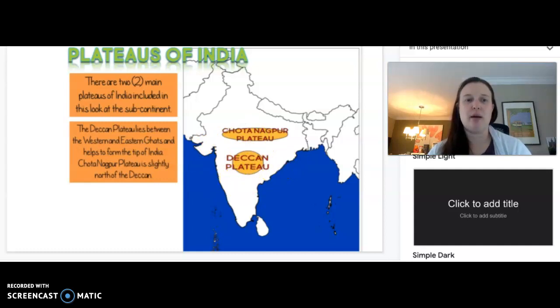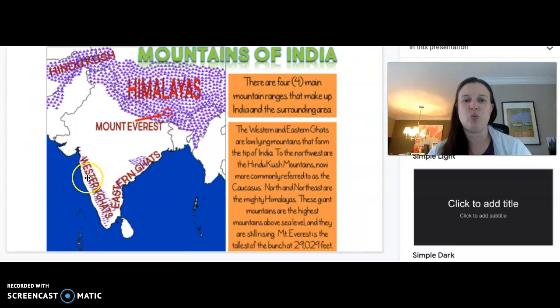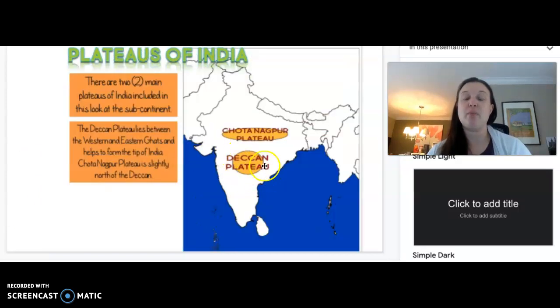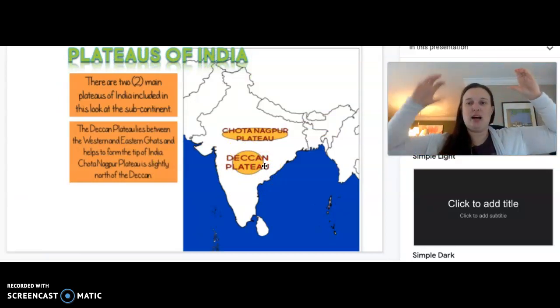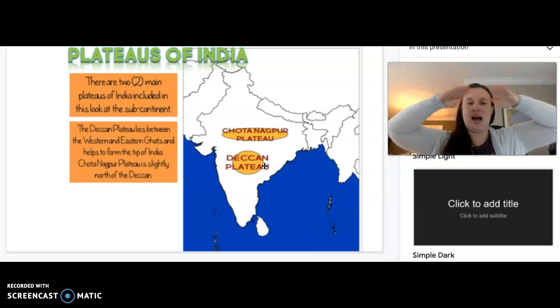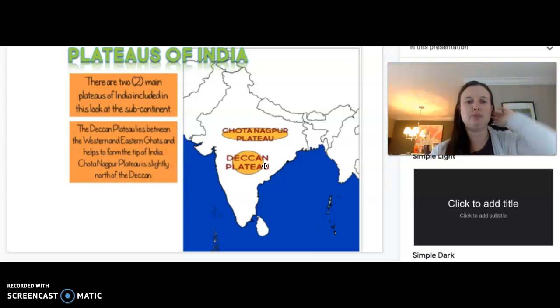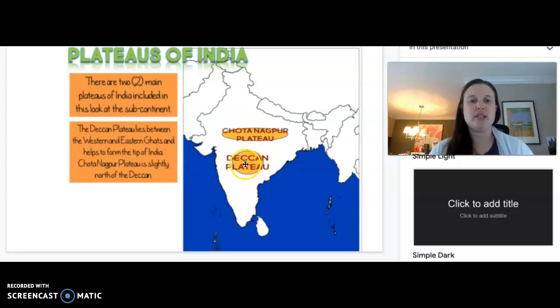I don't know if you remember, but on this slide we learned there's western and eastern mountains, and now we have a plateau in between them. So you can think of it like high mountains, and in the middle is a high flatland. So all of the elevation is up from the sea level. This says the Deccan Plateau lies between the western and eastern Ghats and helps form the tip of India.